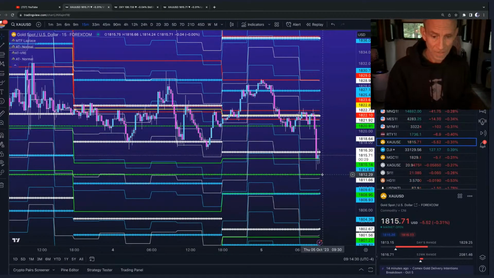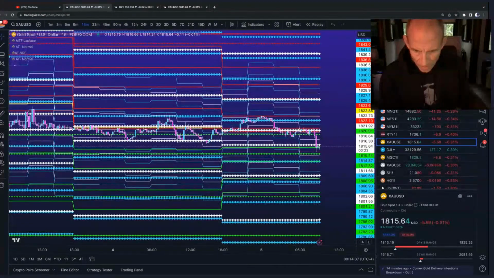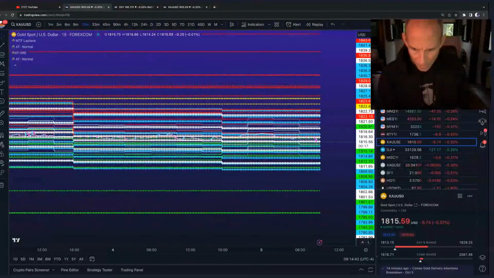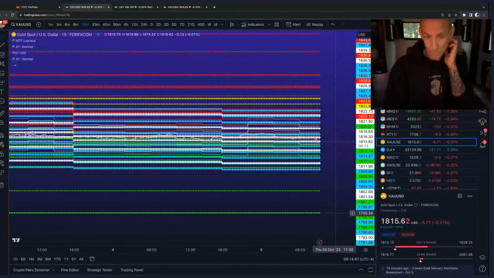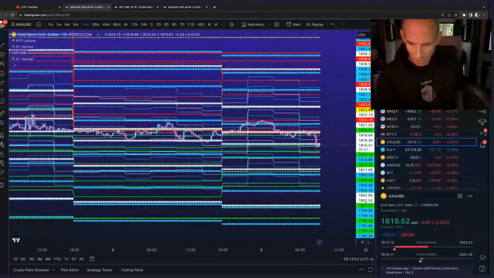Depends. You got the second support level on the monthly volatility range right here. And where was the bottom of that range at? We did this already. Was that it down there? I think so. Yeah, 1775. Pretty sure that's it. No, there's another. That's right. Oh, man. 1700. Well, you hit 1700 this month.